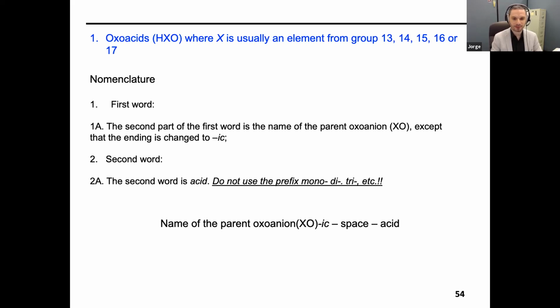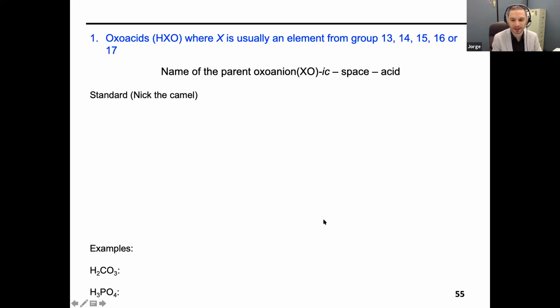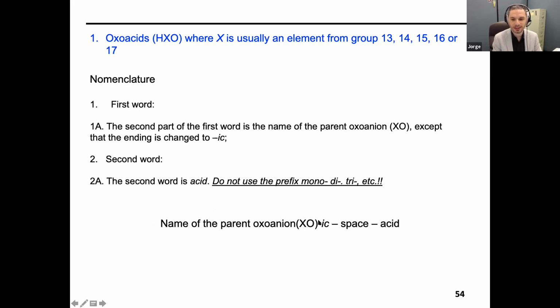And again here, do not use the prefixes mono, di, tri, tetra, etc. to indicate the number of atoms in the structure. Therefore, you are going to use the name of the parent oxoanion followed by the ending IC, give a space, and then write the word acid.